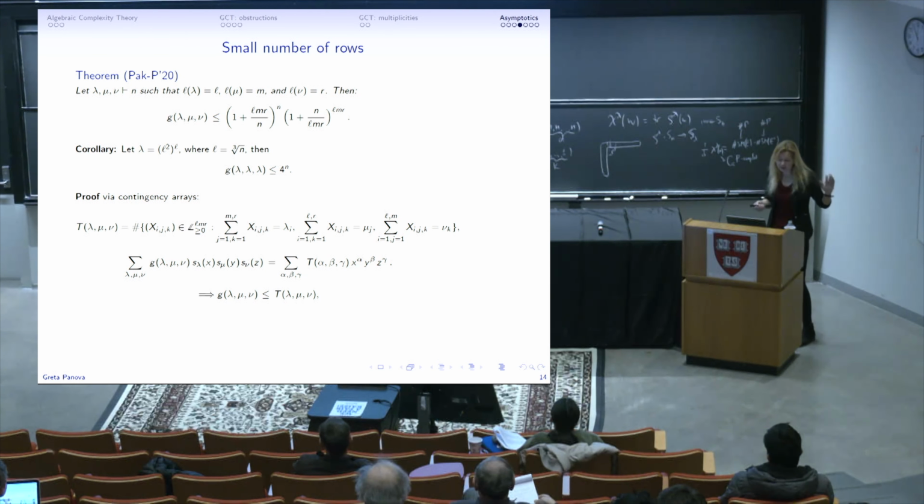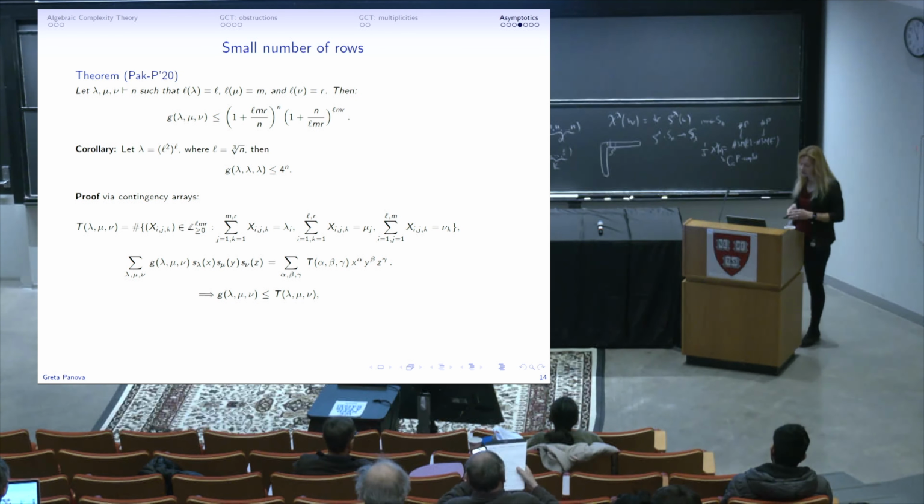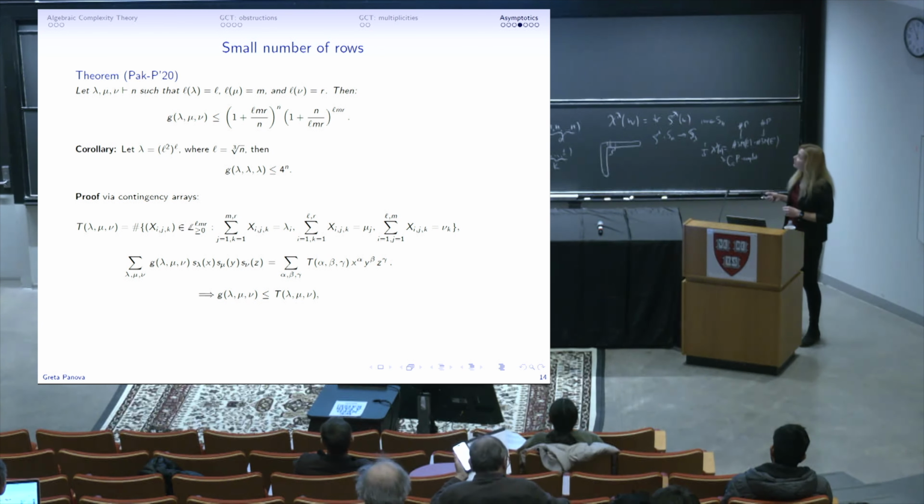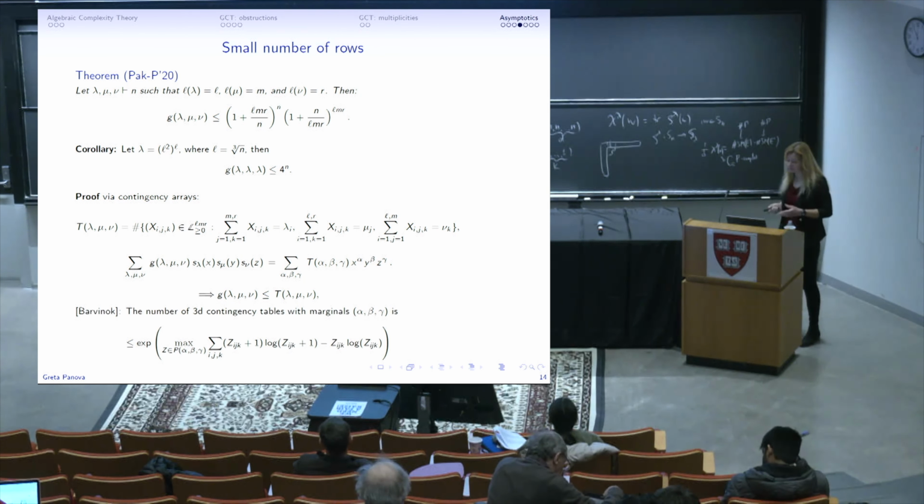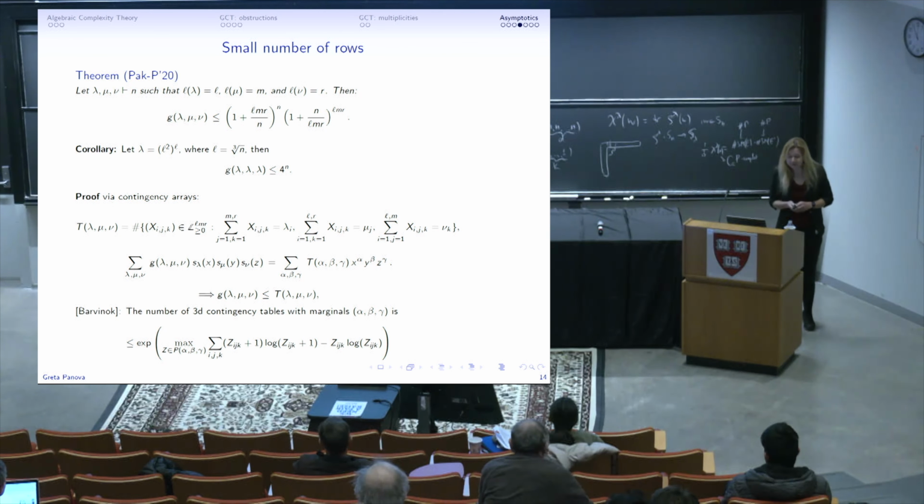So this is beyond algebraic combinatorics. This is a very general object, used very much in statistics and so on. So this is bounded by contingency tables, and we can try to figure out what this is asymptotically for some values of lambda, mu, and nu, using Barvinok's methods to estimate this.